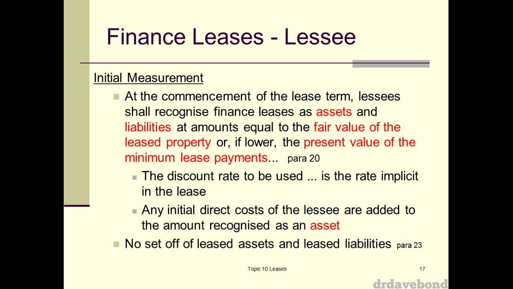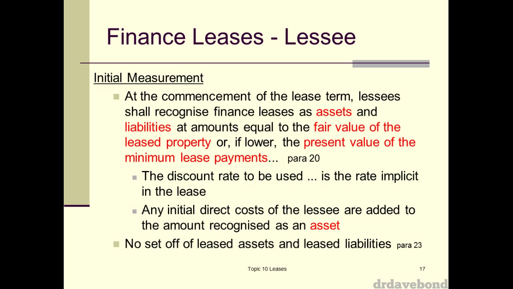They talk about the discount rate. Is the rate implicit? We will give you the discount rate. You don't need to figure out anything with that. Any initial direct costs are added to the asset. We're probably not going to see too many initial direct costs in the examples that we use. But if you do see any initial direct costs, you add them to the asset side, not the liability side.